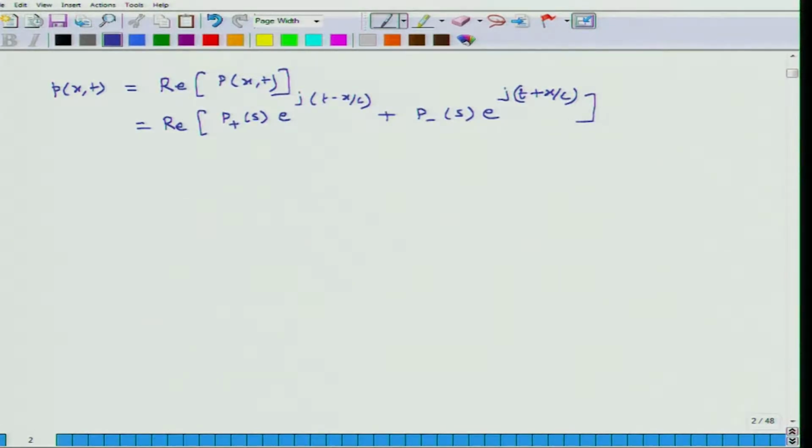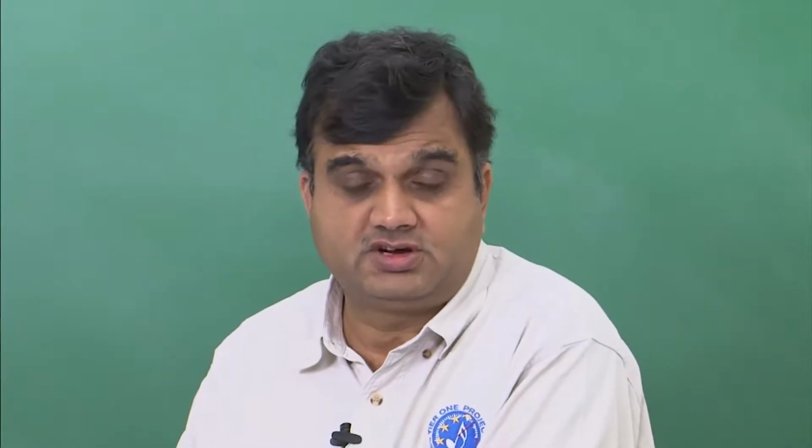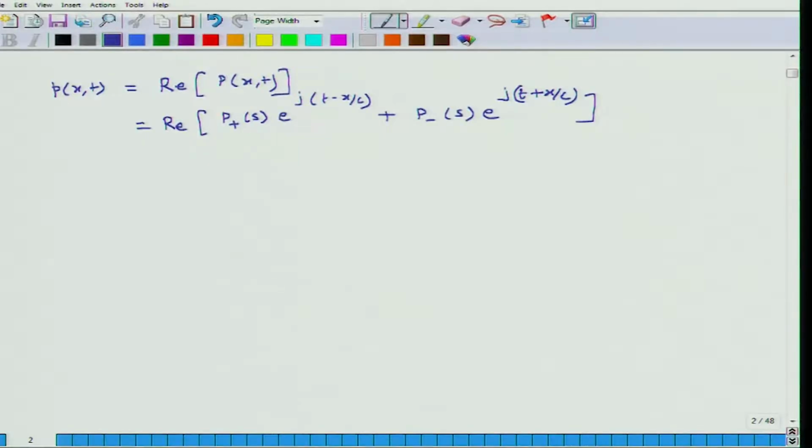So in this solution there is just one term for a forward traveling wave and one term for a wave traveling backwards, but I can make this form more general by having a series of p pluses and p minuses. So I could have p plus 1, p plus 2, p plus 3 and so on, but for the sake of simplicity we are just considering one term for a forward traveling wave and one term for a wave which is traveling in the backwards direction.